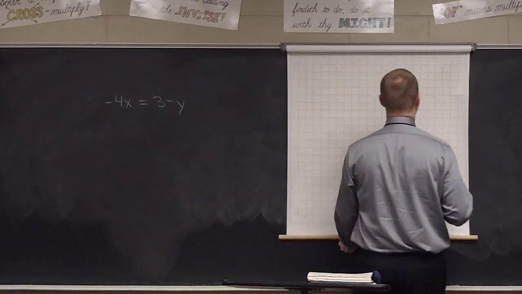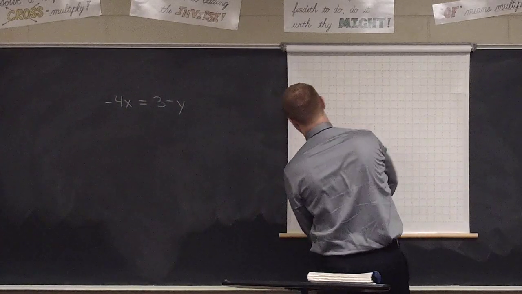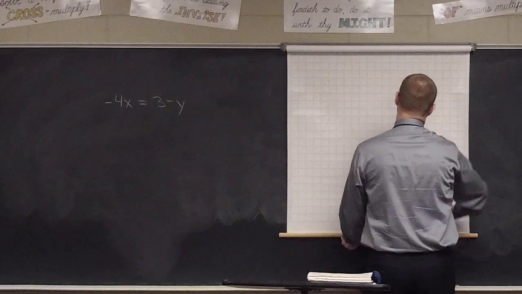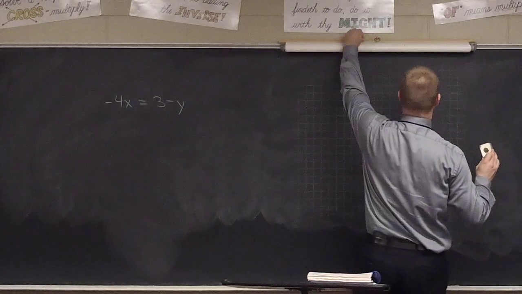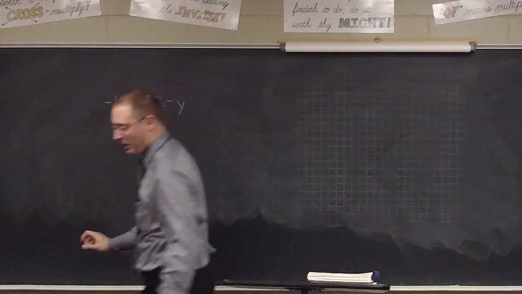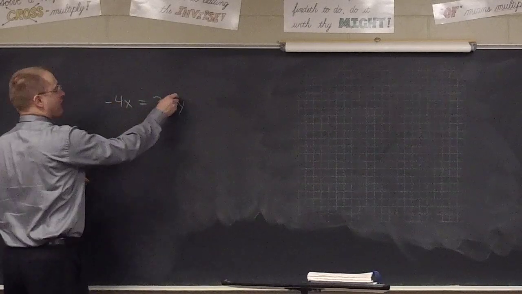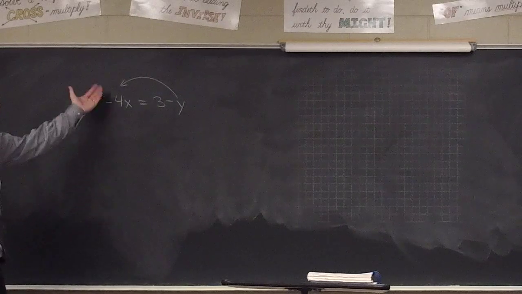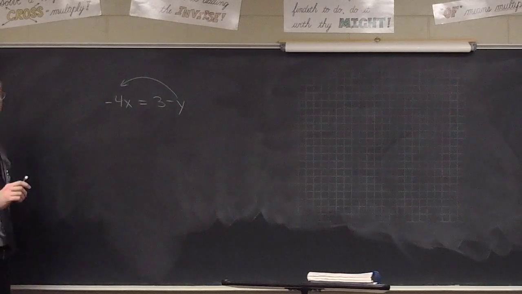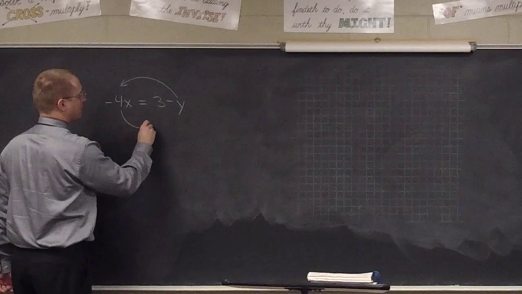Question, should I leave the Y where it is, or should I move it to the other side? Why should I move it to the other side? Because you don't want it to be negative. You need it to be positive. So, here's the thing. If I move it over here, will it be by itself? No, it'll be with a negative 4x, unless we move the negative 4x as well.